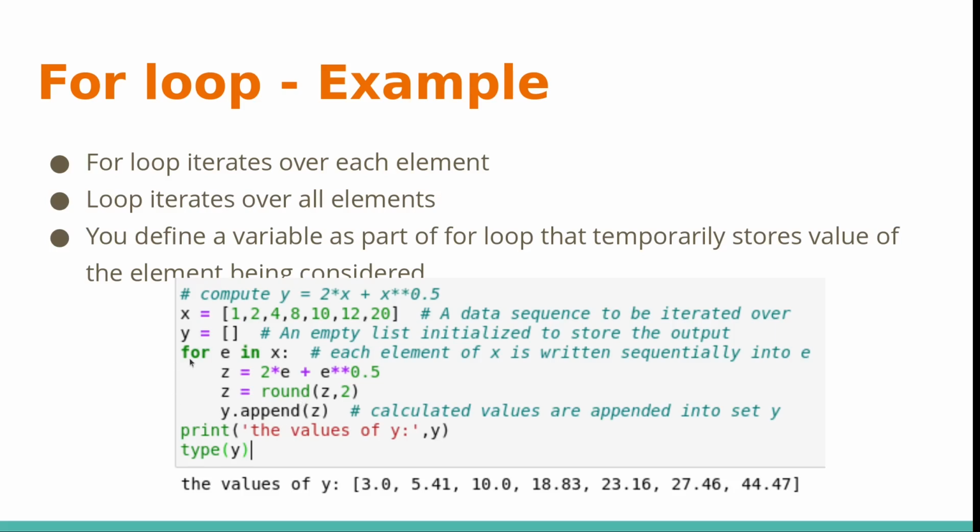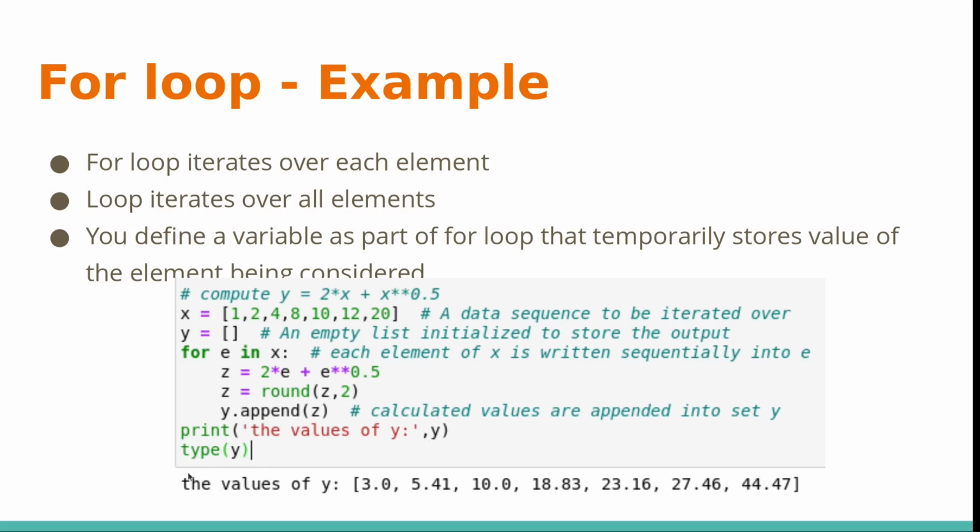And then when it goes back, it sees that, well, I have no more elements to pick from x. I have worked on every element that's out there, so it simply exits the loop and then goes to the next statement, which is in line with this for. So it is not part of the code block, and it'll print this value and it'll say the values of y comma y, and then continues to move downwards.